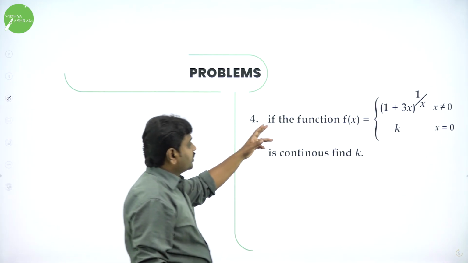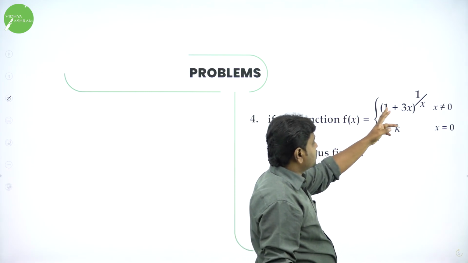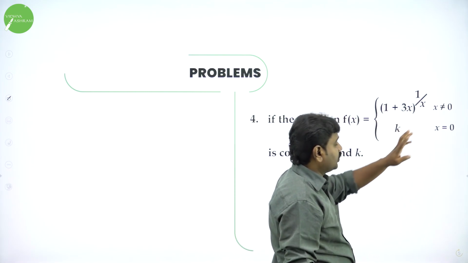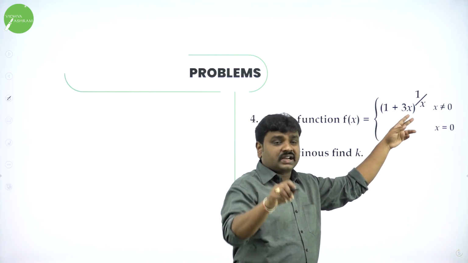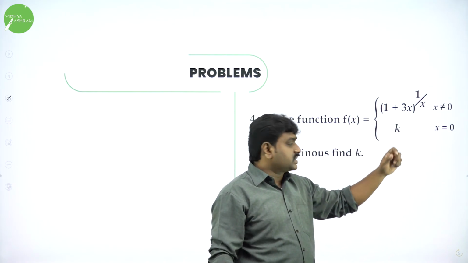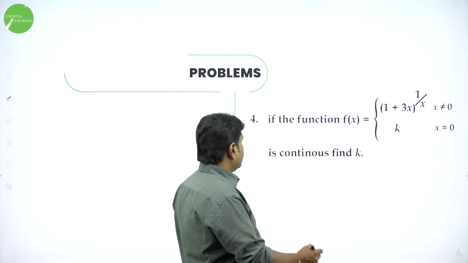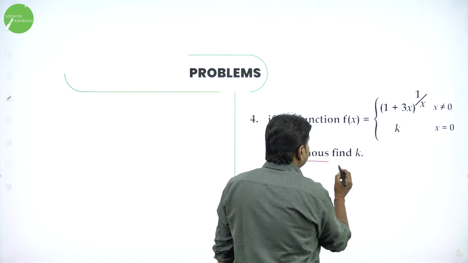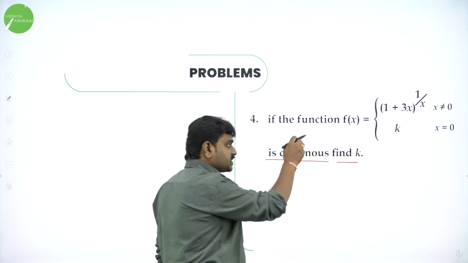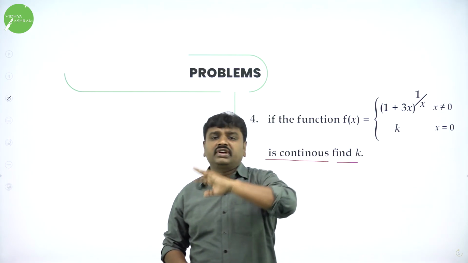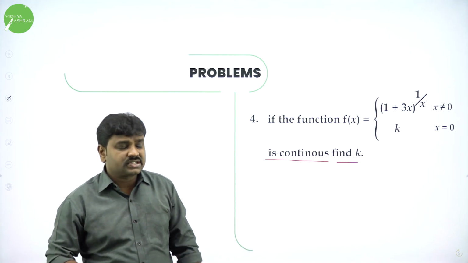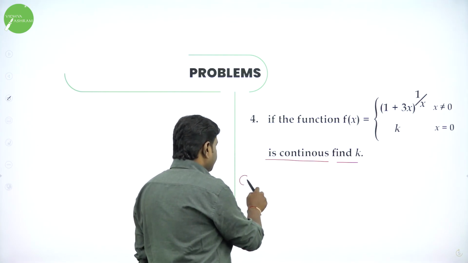Now, if the function f of x is equal to (1 plus 3x) whole power 1 by x, x not equal to 0. X not equal to 0 means when x is less than 0 or greater than 0, this is the function. At x equal to 0, it is k, and they told us f is continuous at 0. Find k. They told it is continuous. Continuous means at 0 it is continuous, and you should find k.